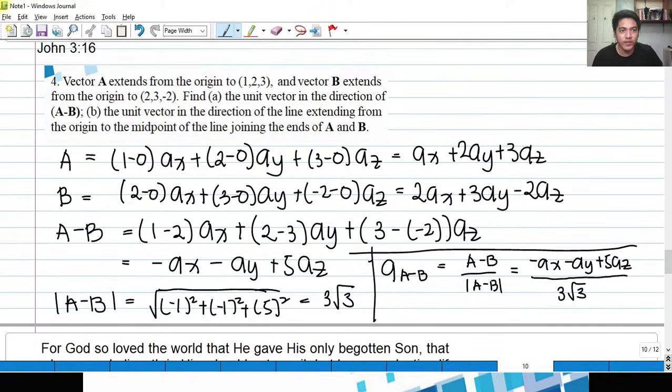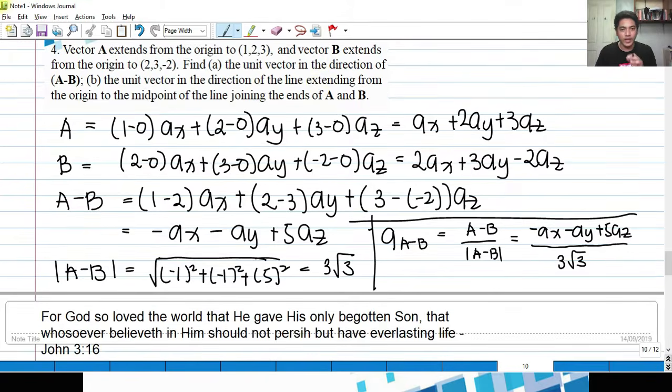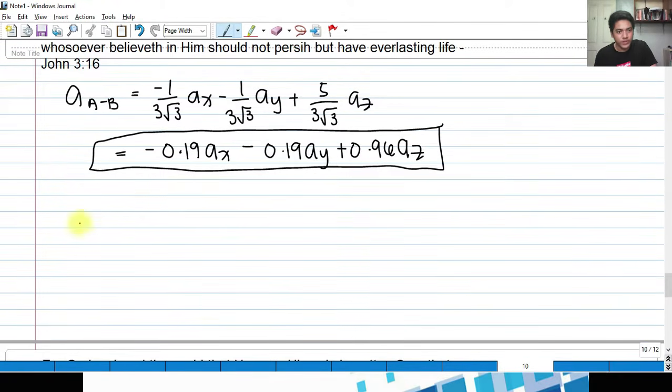So, for letter B, for our last example, the unit vector in the direction of the line extending from the origin to the midpoint of the line joining the ends of A and B. So what we are going to do is first find the midpoint of AB. The midpoint of AB is given by x sub 1 plus x sub 2 over 2.